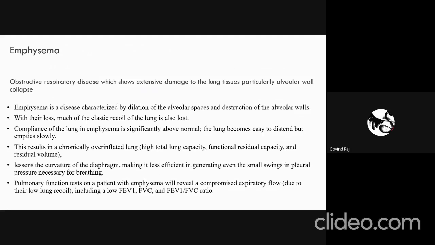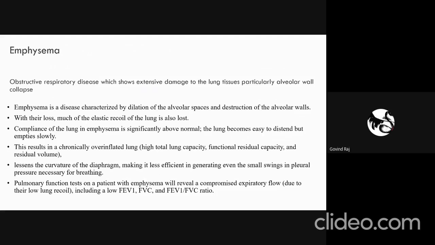Here also, because the lung volume increases, the lung pushes the diaphragm down and reduces its curvature, and thus it becomes very difficult to generate pleural pressure in order to execute a normal respiration.